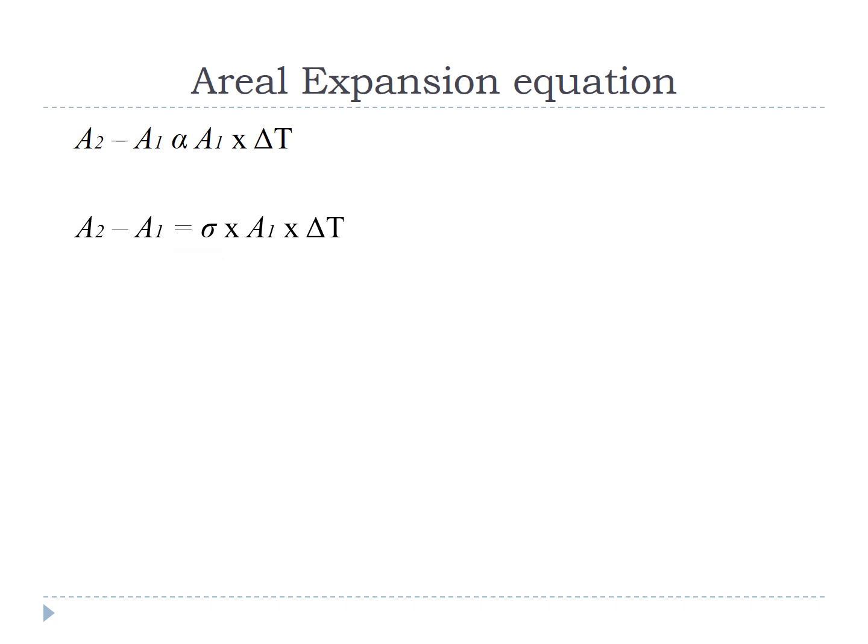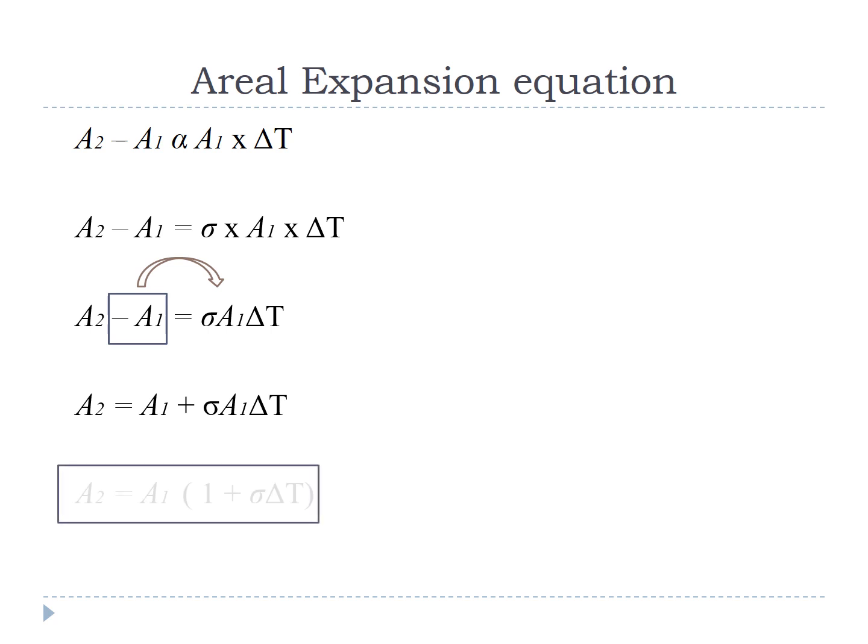So I can write this as A2 minus A1 is equal to sigma A1 delta T. I have minus A1 on the left hand side, and I bring it onto the right hand side. So this can be written as A2 is equal to A1 plus sigma A1 delta T. I have A1 in two places, so I will take it as common. So I have A2 is equal to A1 (1 plus sigma delta T), and this becomes my areal expansion equation.